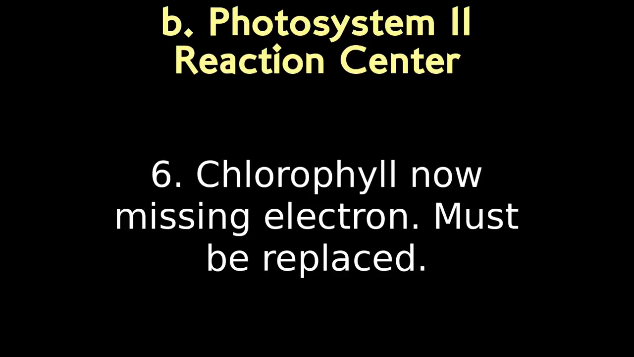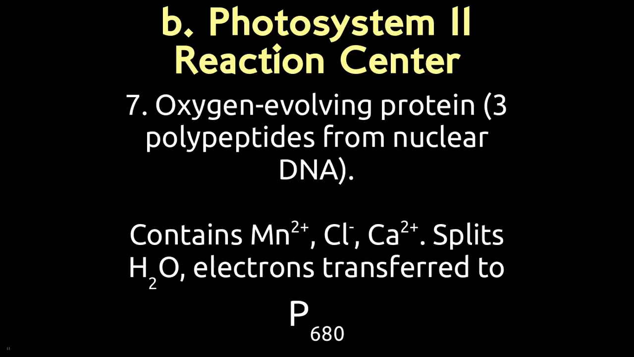Okay, I think I misspoke here. Eventually it comes from water. Our light harvesting complex is now missing an electron, so we need to get that electron back. That comes from water, and so that comes from a protein known as the oxygen evolving protein. This comes from nuclear DNA.